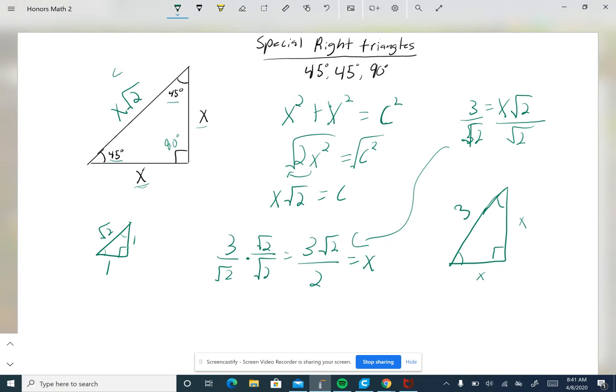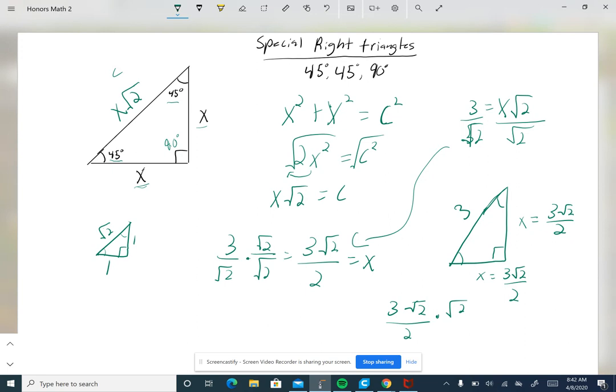And so now we know that this is equal to 3 square roots of 2 over 2. And this is equal to 3 square roots of 2 over 2. And if you wanted to check that, because it's kind of harder to go that direction, we could just say, well, is x times the square root of 2 really 3? And so if you say 3 square roots of 2 over 2 times the square root of 2, right?